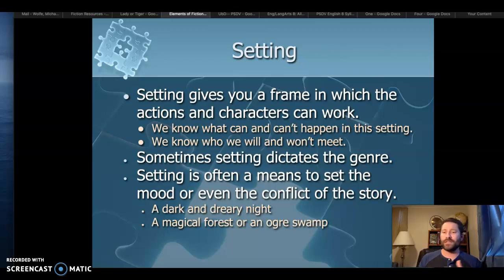But sometimes setting can dictate the genre, right? The setting itself. So if it's medieval times or something like that, maybe we're dealing with historical fiction. Or if we're on a space shuttle or another planet, we're like, okay, so science fiction, right? Setting is often a means to set the mood or even the conflict of the story, right? So when we're talking a dark and dreary night, it sets a mood like, ooh, it's kind of scary and ominous. And if it's a magical forest or an ogre swamp, we're like, okay, we're dealing with something like a fairy tale here, and we understand what's going to happen, and that there's hope built into the mood of the story, that there will be a conflict, there will be evil, but goodness will overcome, right?